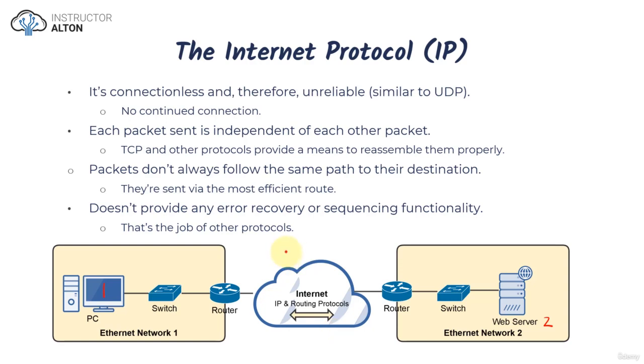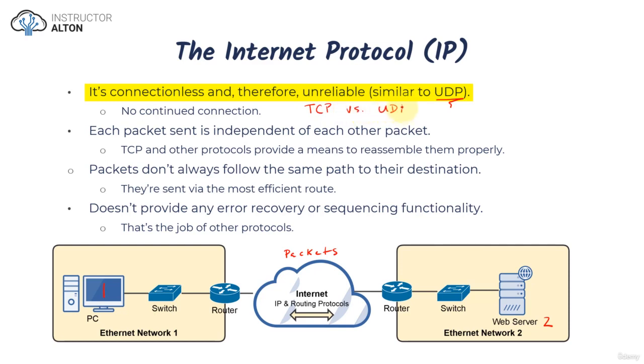And they're going to send packets of data across the internet utilizing the IP protocol, IP addresses, and routing protocols. So when we talk about the IP protocol where we're sending these packets, I want to talk about some characteristics of it. So number 1, the IP protocol, it's connectionless and therefore it's considered unreliable. And I said similar to UDP because UDP is also connectionless, and we're going to talk about TCP and UDP in the next section. So keep this in mind, and I'm actually going to write it down, TCP versus UDP.